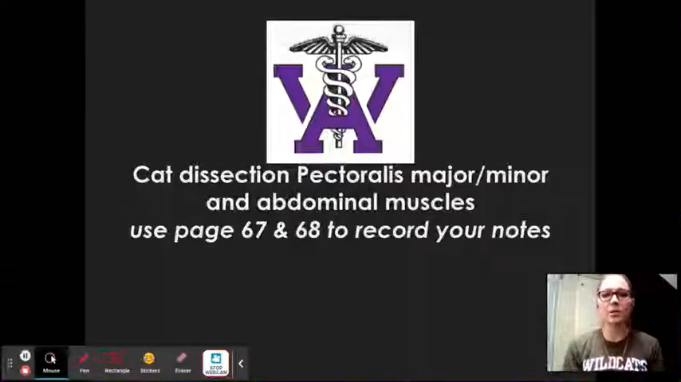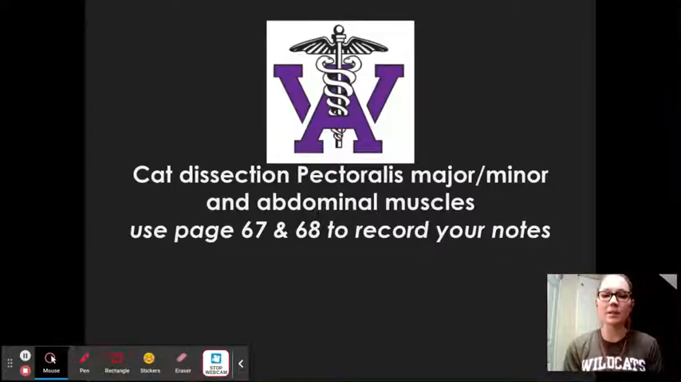Hi guys, so these are your flipped notes on the pectoralis muscles and the abdominal muscles. So you're going to want to use page 67 and 68 of your notebook to record them. And so remember, for each of the muscles that we learn, we are going to learn what the origin, insertion, and action is in the human, and you guys will see pictures to identify those muscles. But then we also want you guys to be able to identify them in the cat as well.